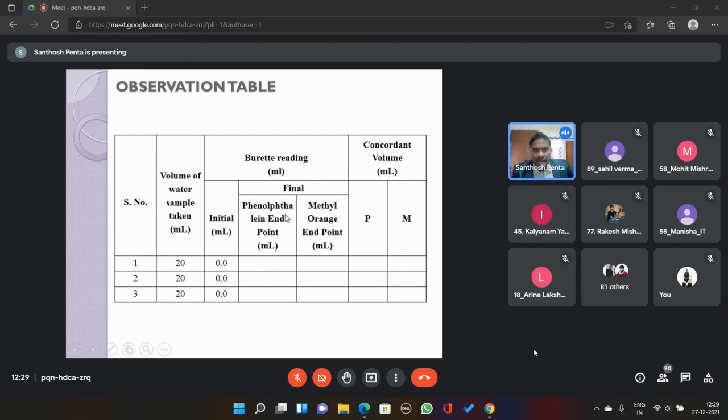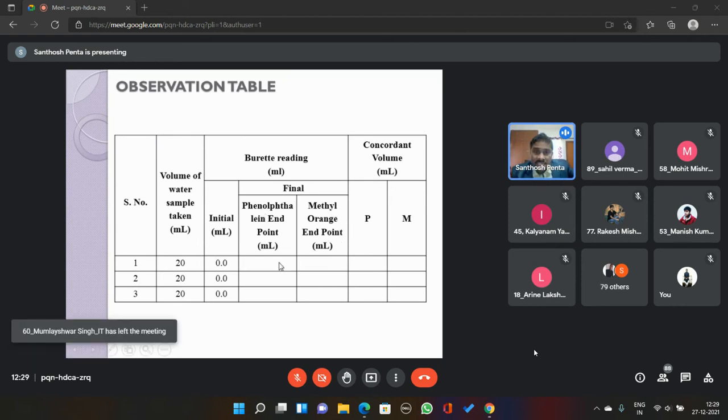Now, you add phenolphthalein indicator to the water sample. 1 or 2 drops of phenolphthalein indicator. First, you are required to add phenolphthalein indicator only. Here is one more logic. Sir, this is an acid-base titration. We have two possible indicators, phenolphthalein and methyl orange. That means we can use either phenolphthalein or methyl orange indicator.